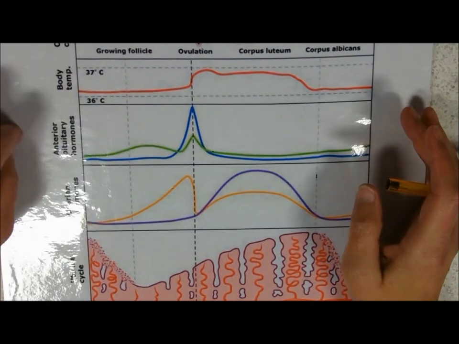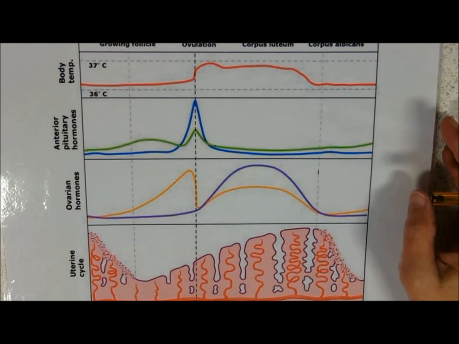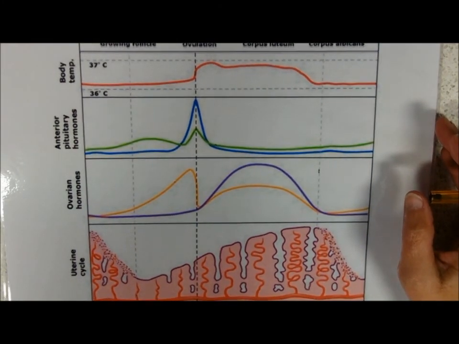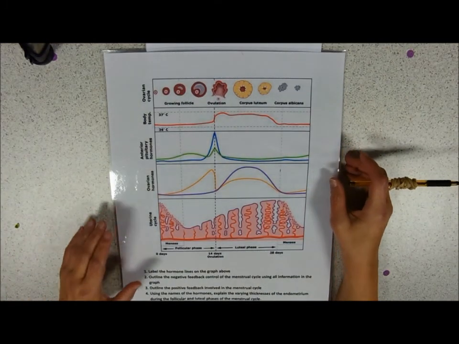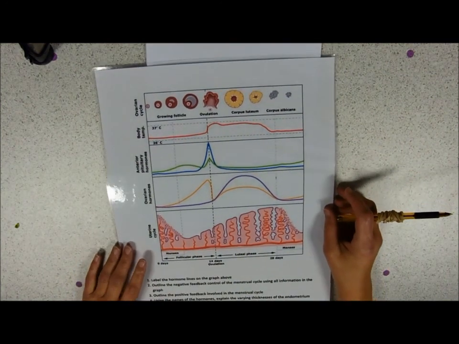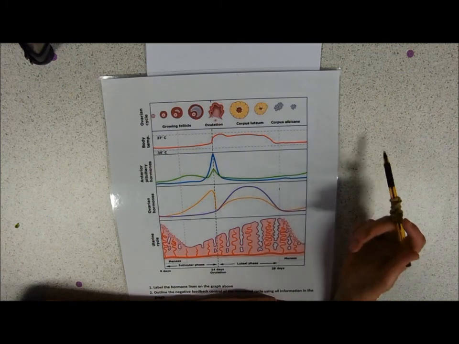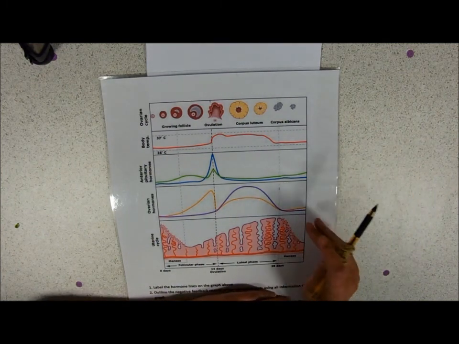Okay, we're going to deal with the hideously complicated looking graphs now. I'll just try and get the focus right. Yeah, that's better. So, they do look horrendously complicated. They're not as difficult as they look.